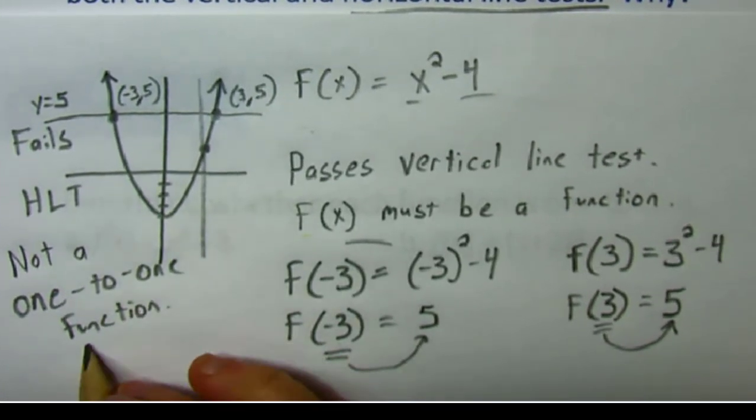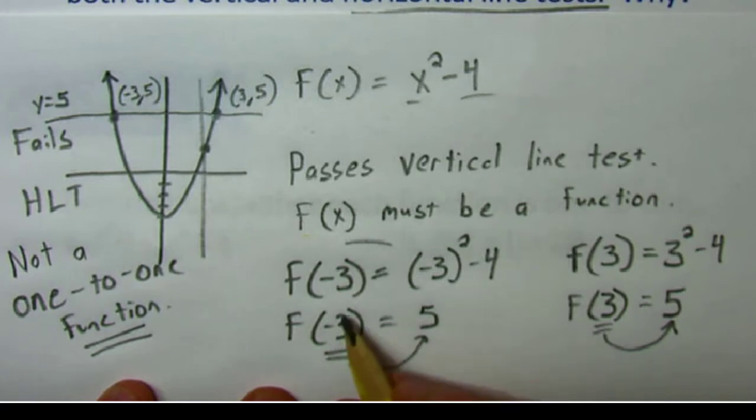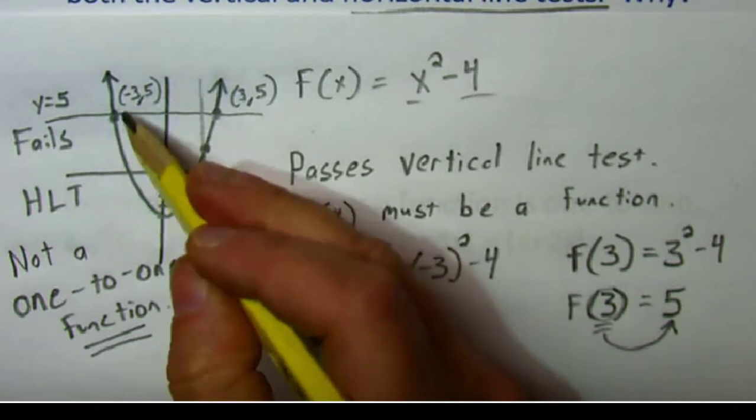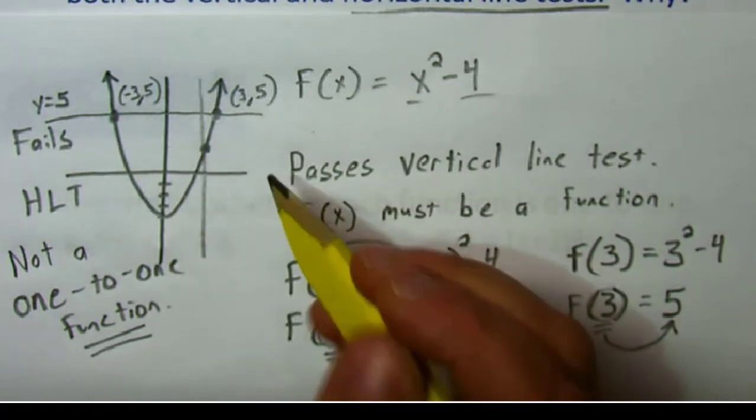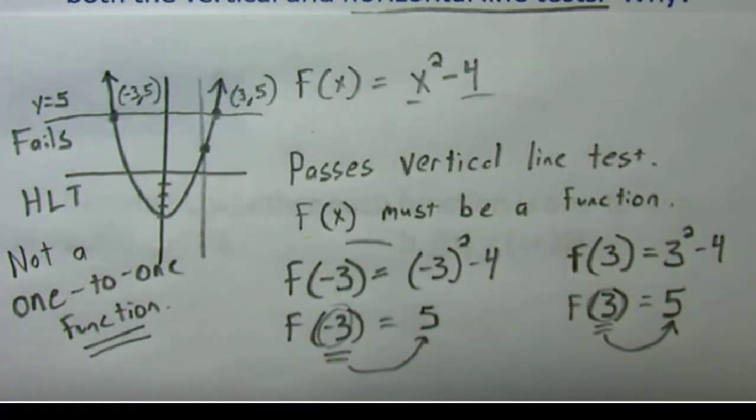Well, obviously it's not a one-to-one function because two different inputs, -3 and 3, both shared an output value of 5. If a function passes the horizontal line test, then that means that every input gets its own output.